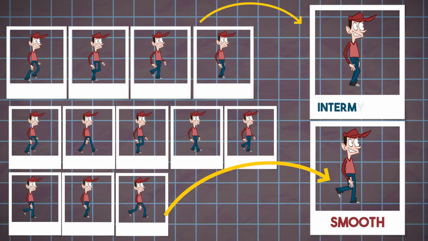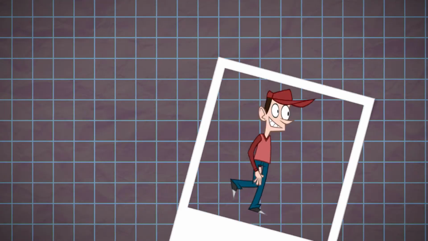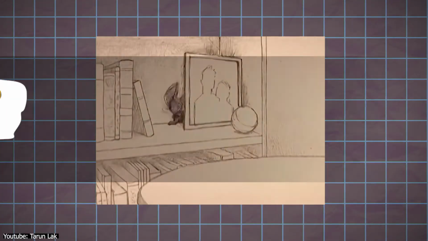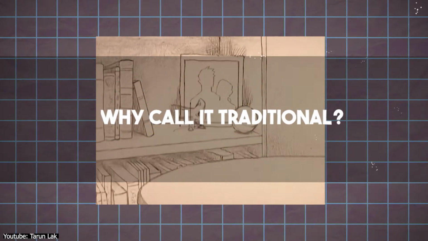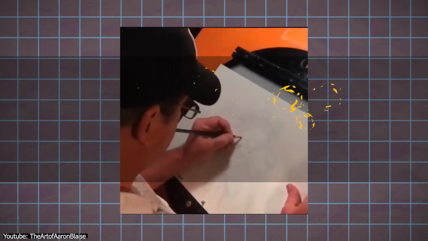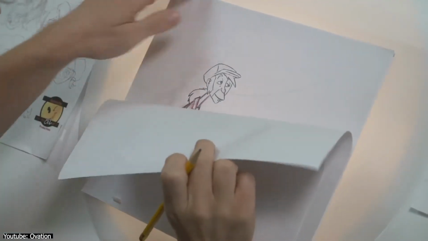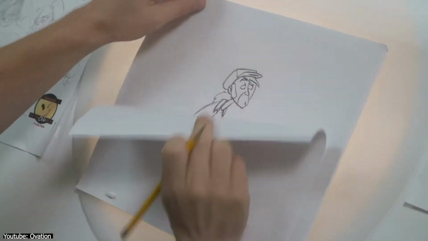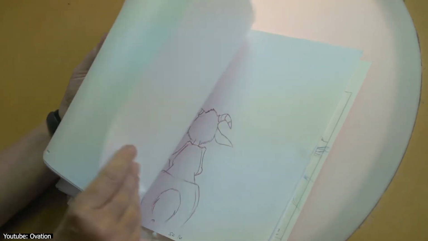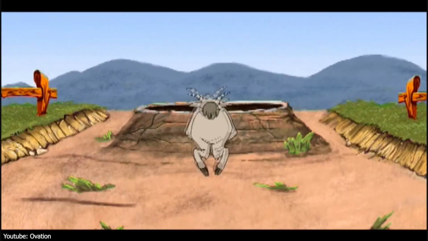But why call it traditional? Traditional 2D animation, also referred to as classical frame-by-frame or cell animation, is a technique in which each frame is drawn by hand with physical materials. Yes, it's indeed that simple, to give a definition, at least.